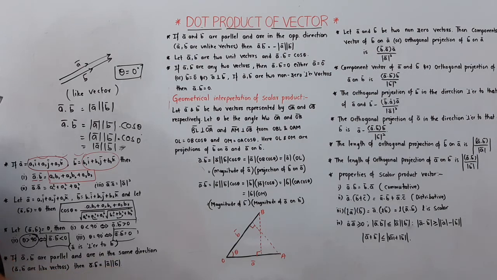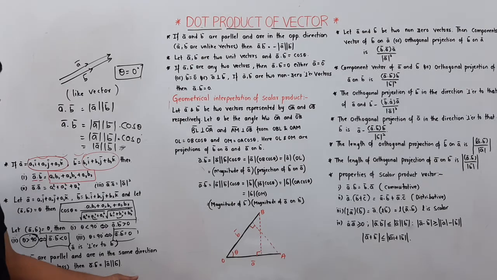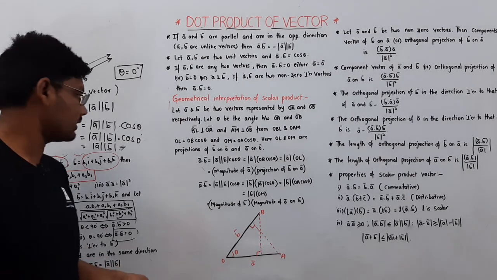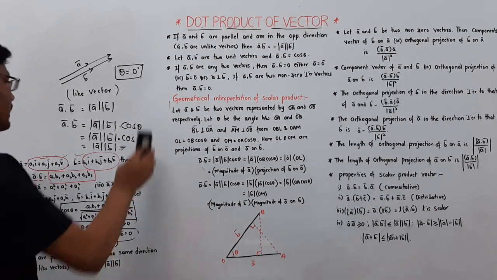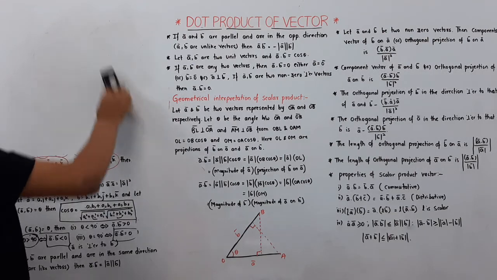Cos theta, if they are parallel, the angle between the two vectors is 0. That's why cos 0 is equal to 1, and that's why I am not writing the cos term here. So this is all about these points.